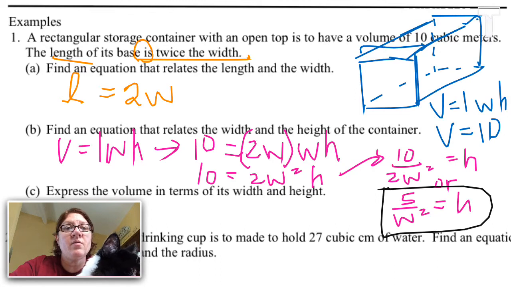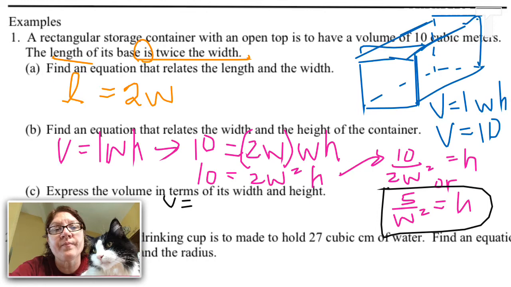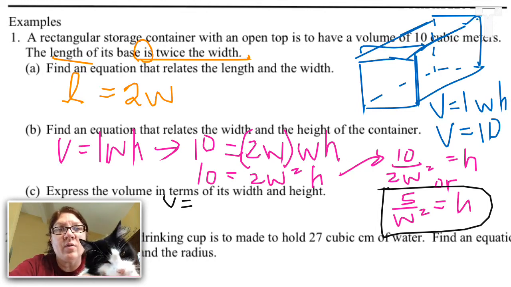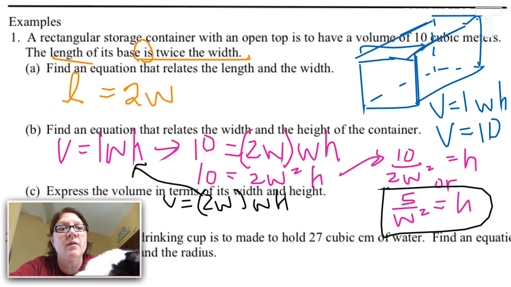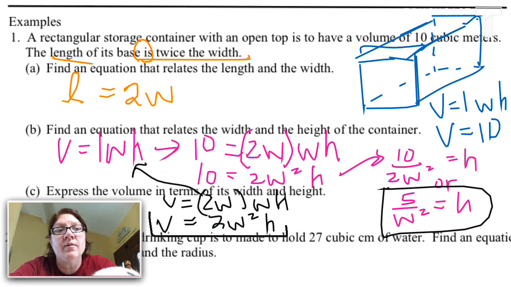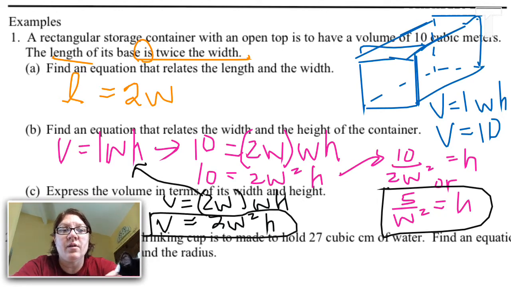And so then in part C, when it wants volume in terms of width and height, it really just means I want my equation without L in it. So really, I'm back to working off of LWH. And remember, in place of L, I was putting 2W from part A. And so volume, in terms of width and height only, is 2W squared H. It's almost like I was backtracking on this particular equation.